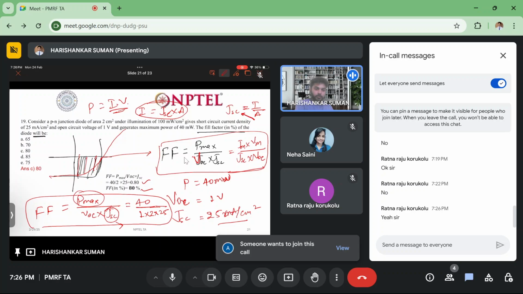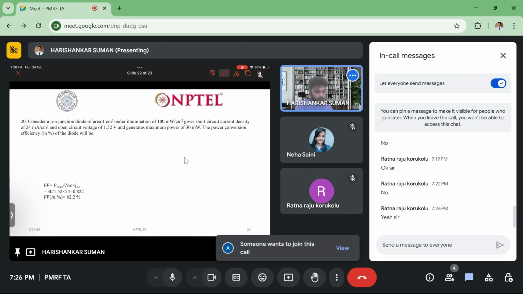So let's move on to the next question. In the previous one we have already seen how we calculate the fill factor. This is for this question. Consider PN junction diode. Area is 1 under illumination 100 milliwatt per centimeter square. Give the short circuit current 24. VOC is 1.52. Generate maximum 30. The power conversion efficiency.